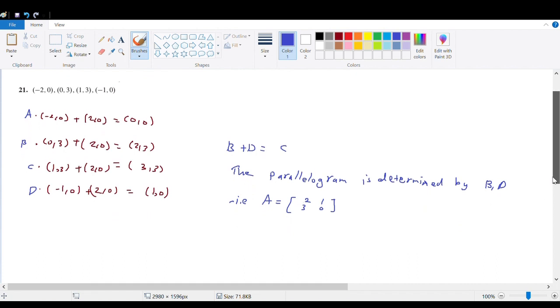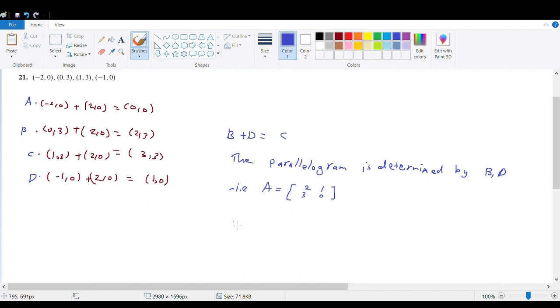So now we know that the area is equal to the determinant of A, which is 2 multiplied by 0 minus 3 multiplied by 1. We need to take the absolute value of this because it is an area. So 0 minus 3 gives us the absolute value of minus 3, which is equal to 3.